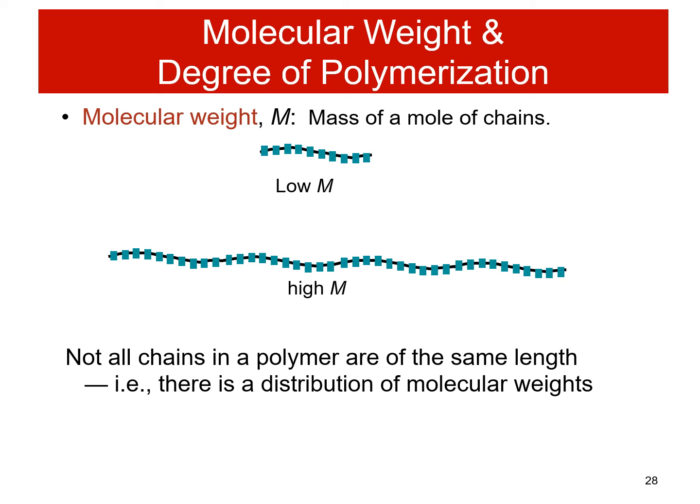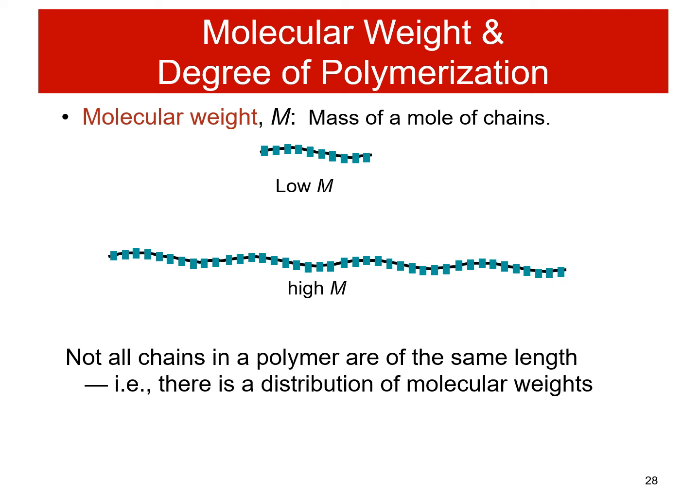Now, we are still discussing the structure of polymer, and now we are looking at the characterization where we can calculate the molecular weight and also the degree of polymerization. First, let's understand the molecular weight, capital M, which is the mass of a mole of chain. Imagine if we have a short chain and a long chain. The short chain polymer molecules will have low molecular weight, and as expected, the longer polymer molecule chains definitely have high molecular weight. But not all chains in a polymer are of the same length. Therefore, there is a distribution of molecular weights.